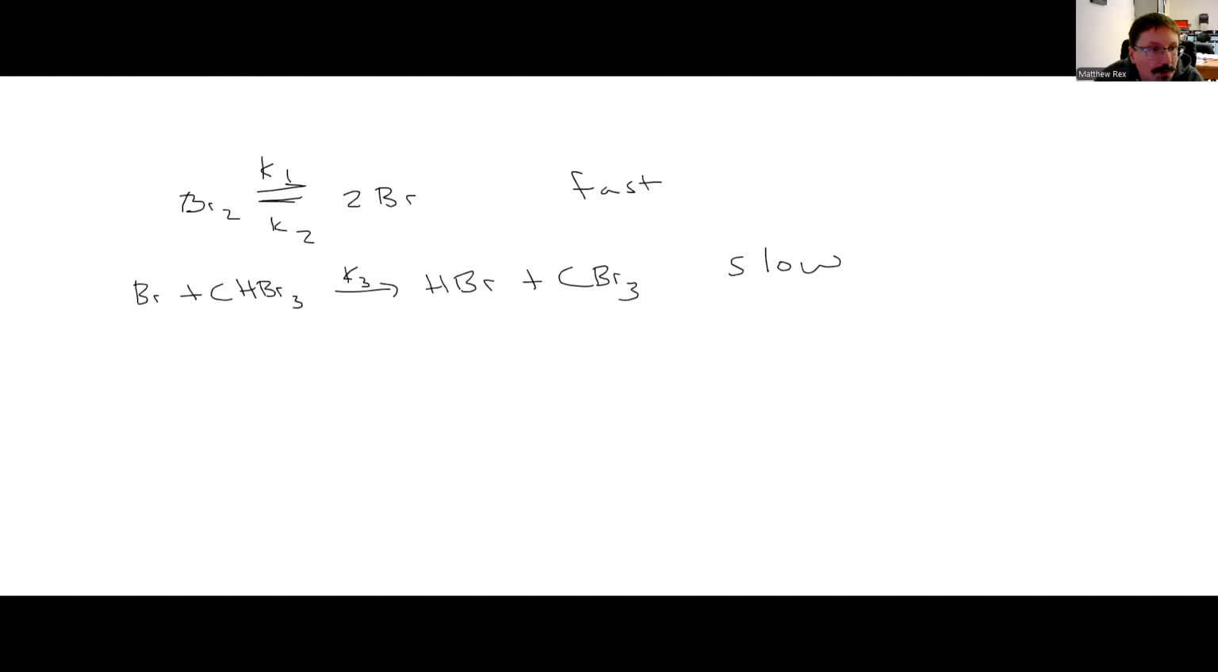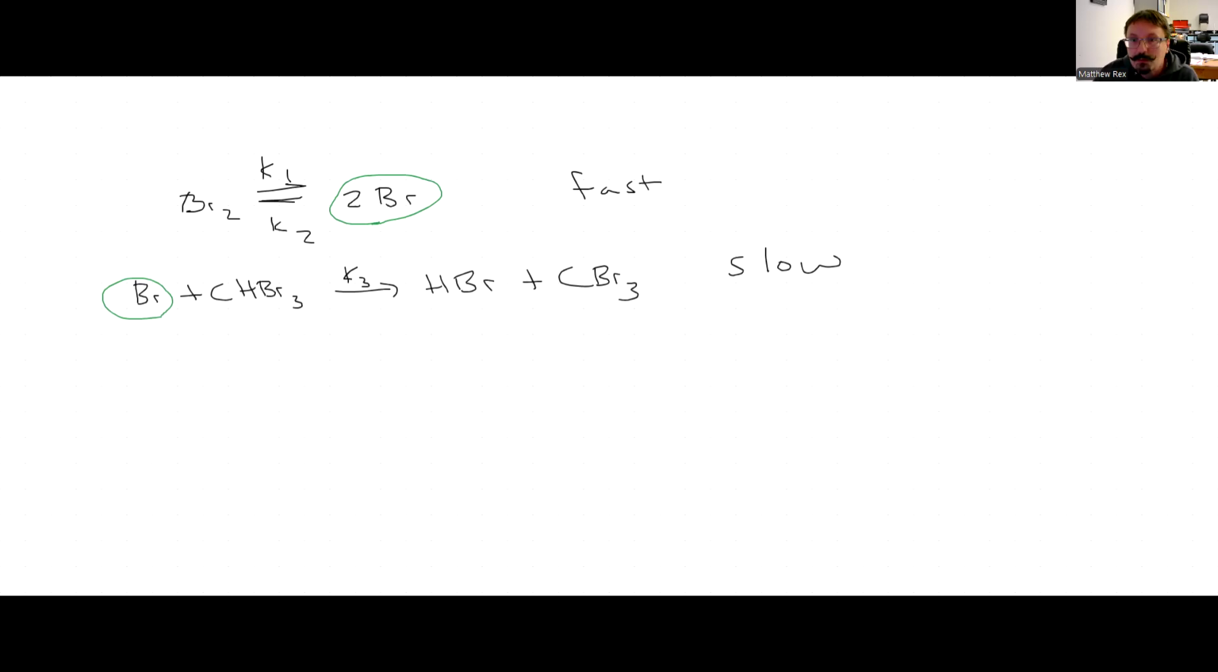However, you'll notice that these both have that Br in common. So there's two things competing for that bromine. The slow reaction in the forward direction is competing for that, but the reverse of the fast reaction is competing for that as well. So I need to find the concentration of the Br from the fast step, and then I need to substitute that value into the slow step.